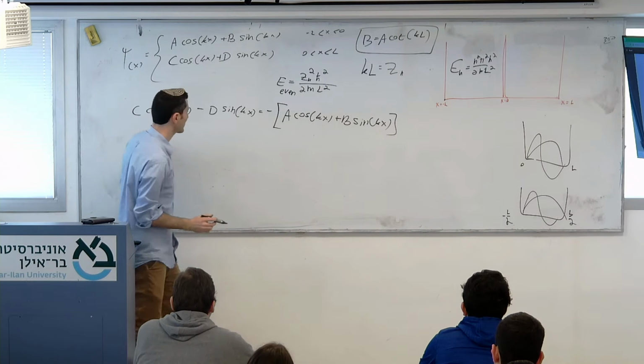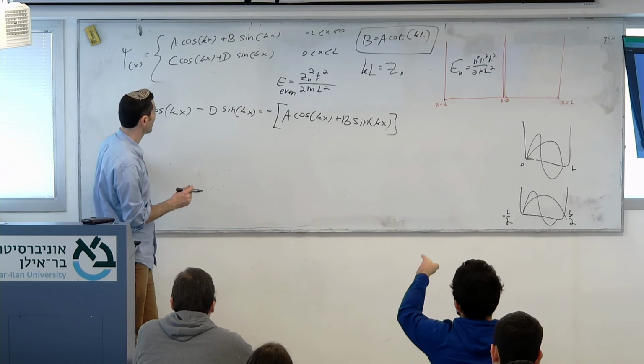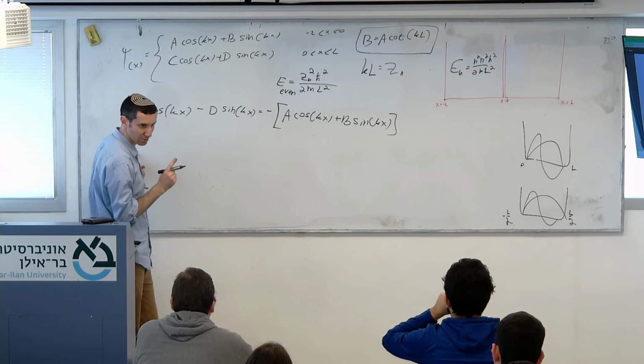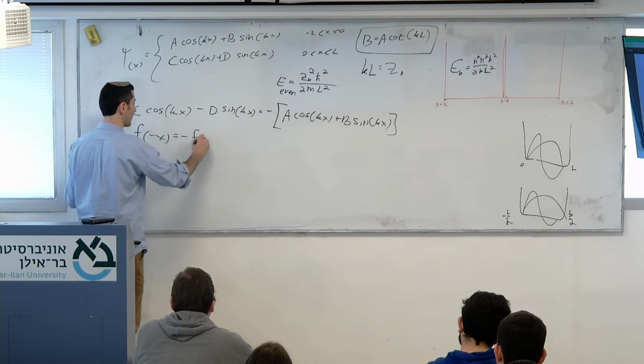Therefore, I'm going to get that C is minus A. Why minus? In the outside. Because now I'm looking for the odd solutions. Ah, okay. f of minus x must be minus f of x.